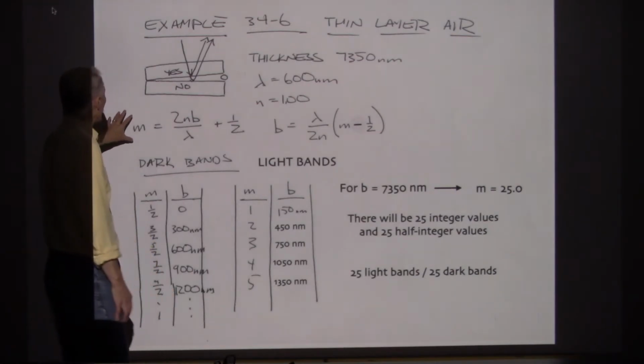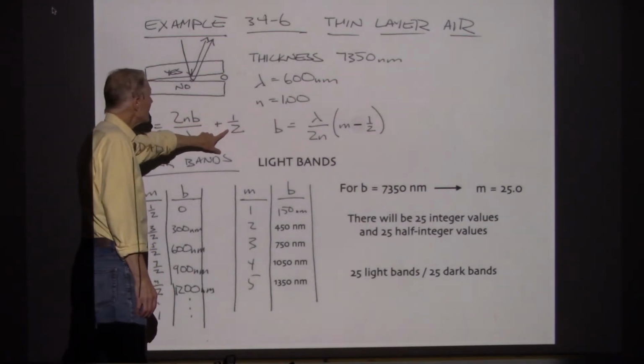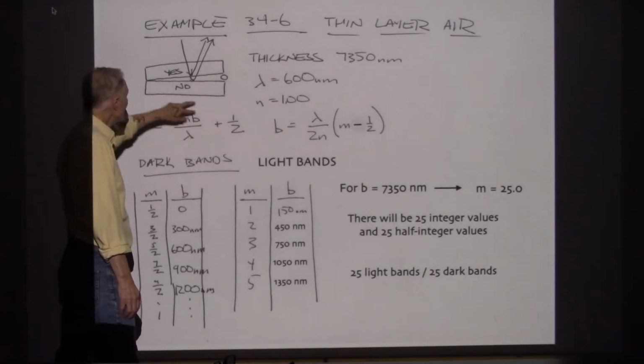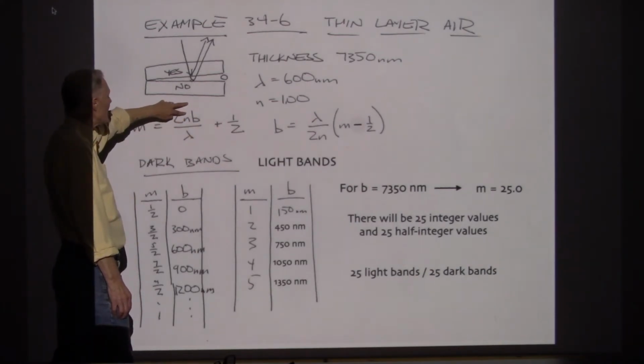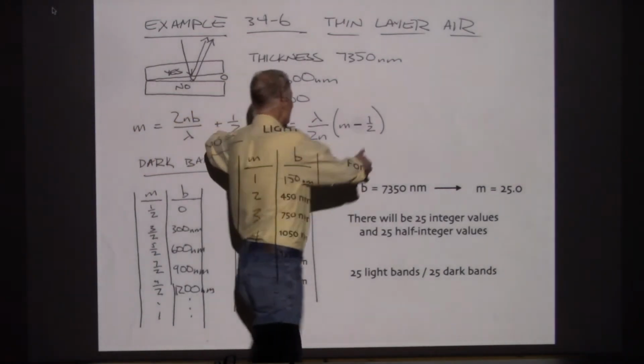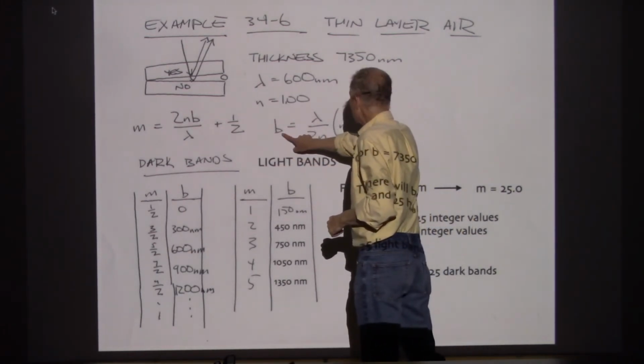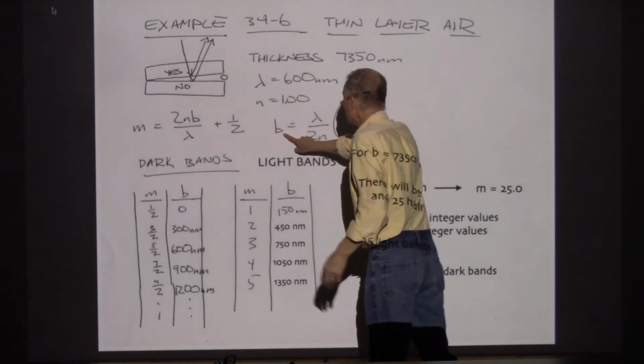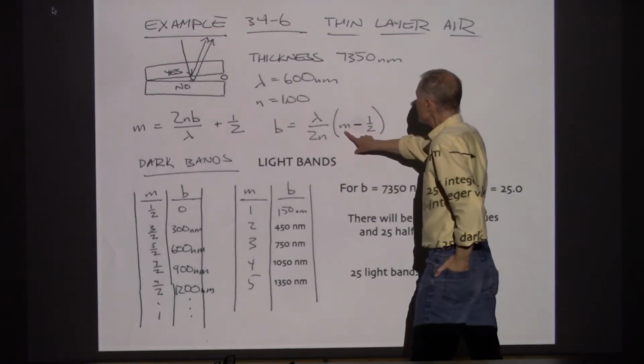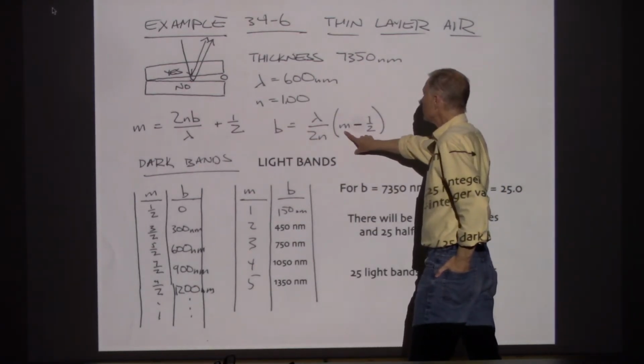So the formula we want to work with does contain an extra 1/2 in it. And what I want to do is solve that for B. When I solve that for B, this is the formula that I get. Now, B thicknesses can only be positive, so the M values are going to begin with 1/2.